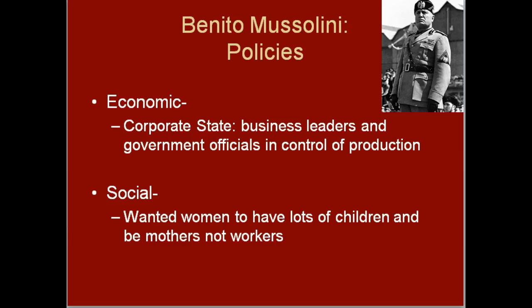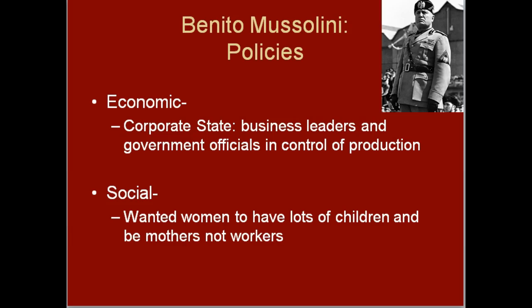Economically, he's going to create a corporate state where the business leaders and government officials are in control of production. So it's not quite to the extent of Stalin's idea, but it is government and business leaders in control. And of course, he, as dictator, is going to tell the business leaders what he thinks, and they'd better do it.